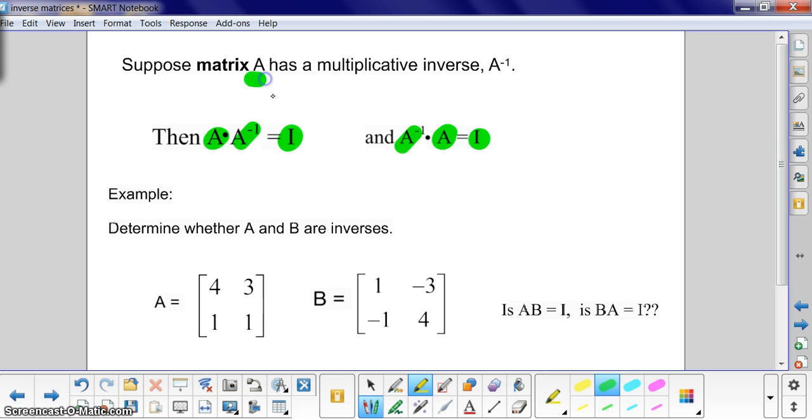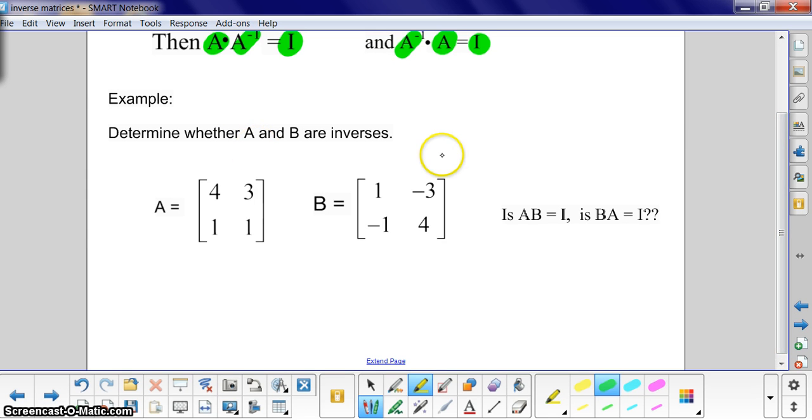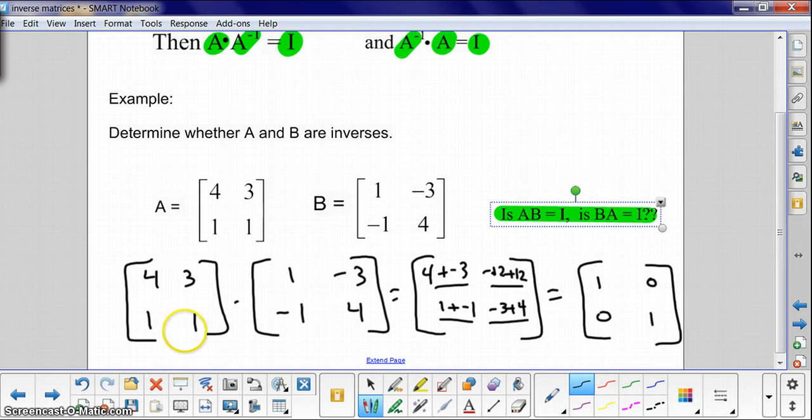So suppose matrix A has a multiplicative inverse, and we're going to call that A to the negative 1, which is also known as A inverse. So if I want to determine whether A and B are inverses, here's matrix A, here's matrix B. Here's the question I'm asking: is A times B equal to I, where I is the identity? So multiply A times B and see if it equals I. So here I multiplied matrix A by matrix B. Here's my work over here. And now I see that when I simplify things, I get 1, 0, 0, 1, which is known as the identity matrix.